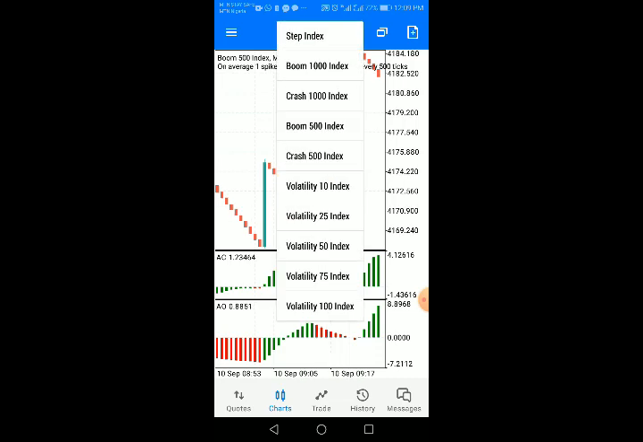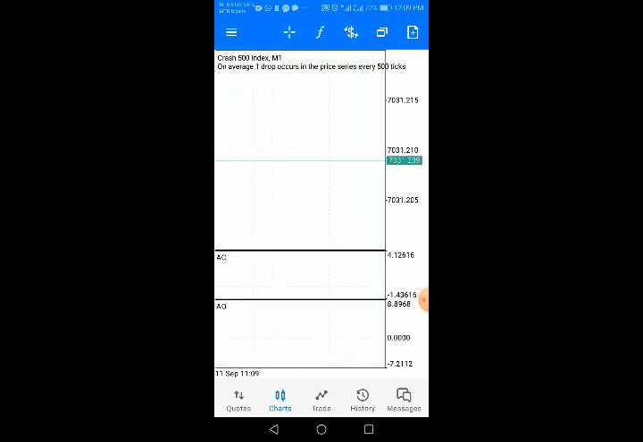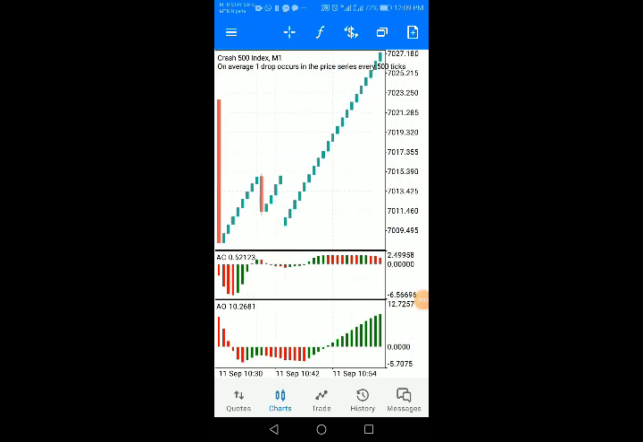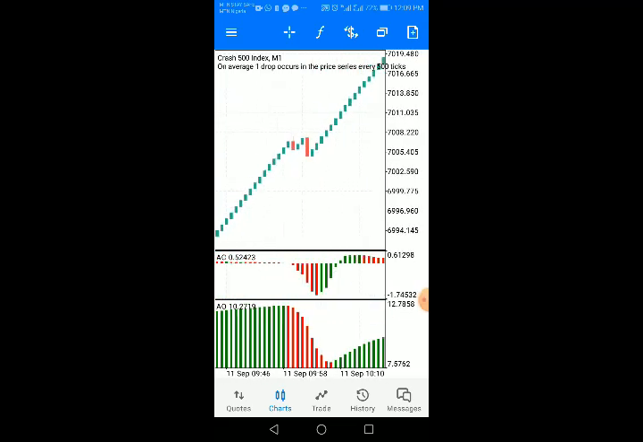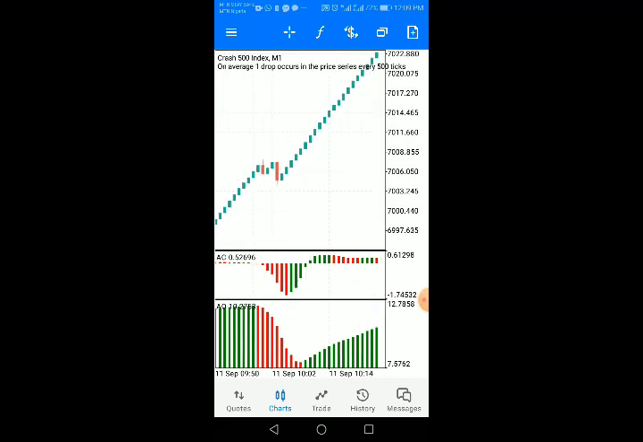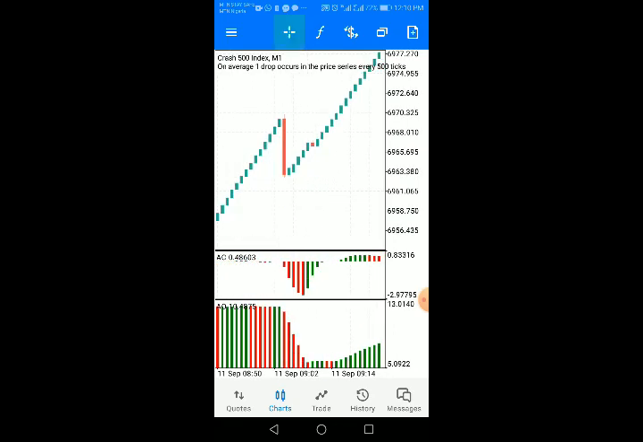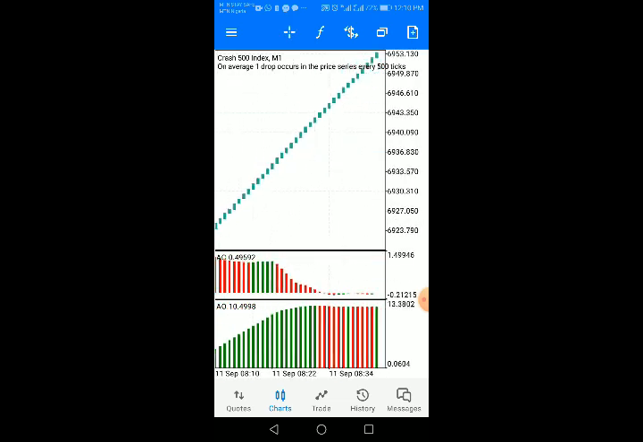So let's just quickly check crash also. It works for all of them, all the boom and crash. It works for all of them. So okay, this one has to be moving up, you understand? Because you are going to be buying in crash while you are selling on boom. You're selling boom, you're buying crash. So this is the candle you pick. This is the candle you pick here.